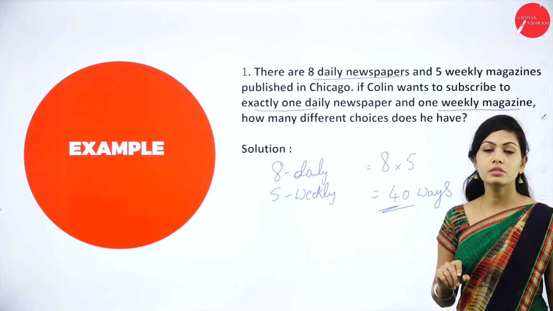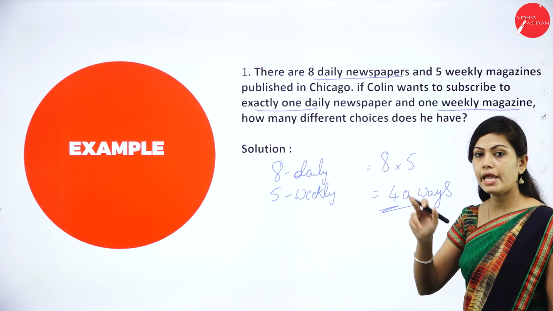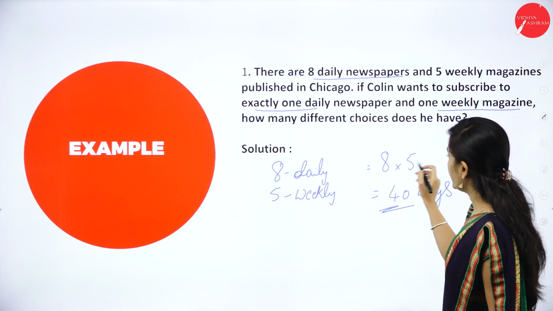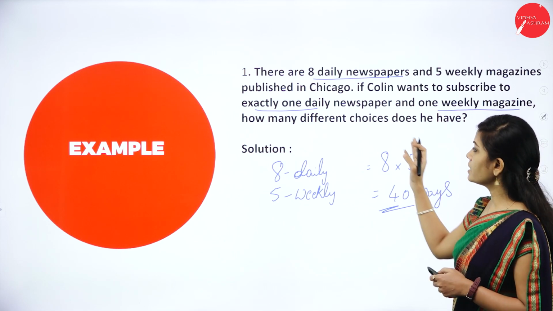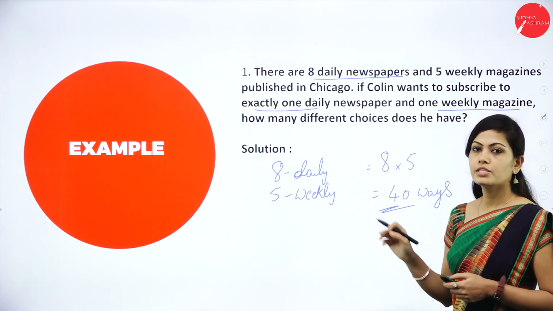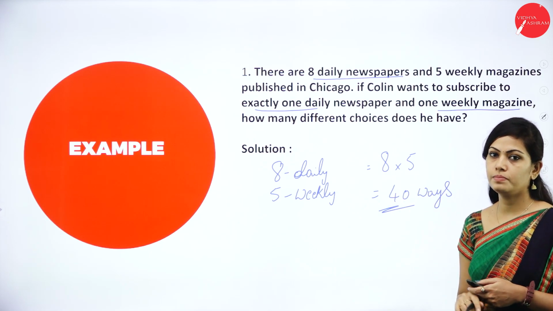He can choose the newspapers in 40 ways: 8 cross 5, which is equal to 40. This is called the product rule. Here I am using 8 cross 5 because it is the product rule.